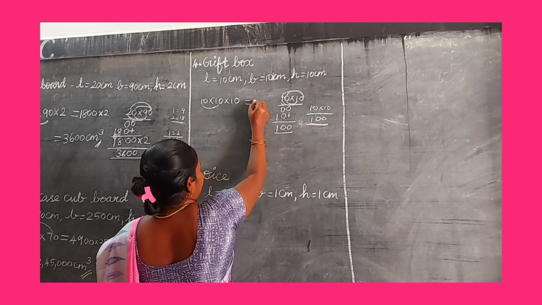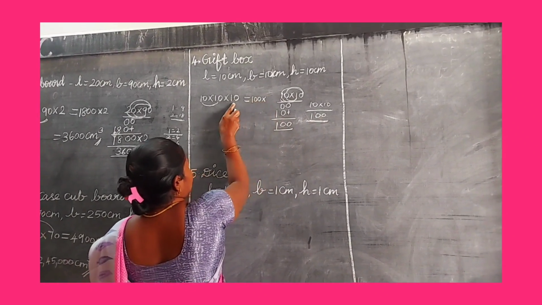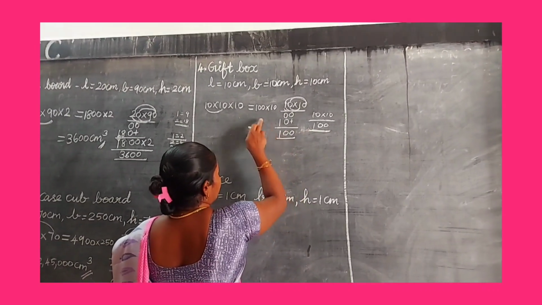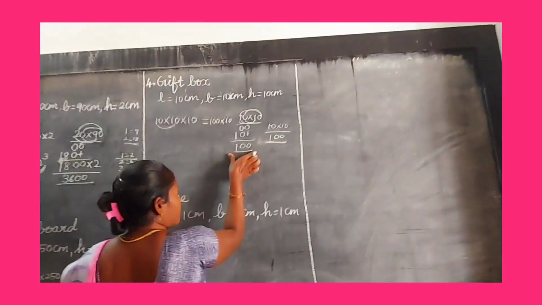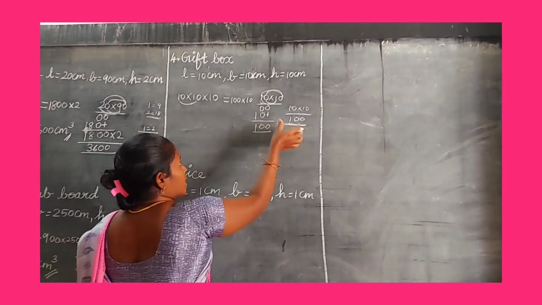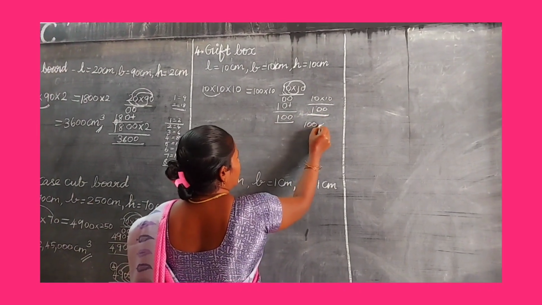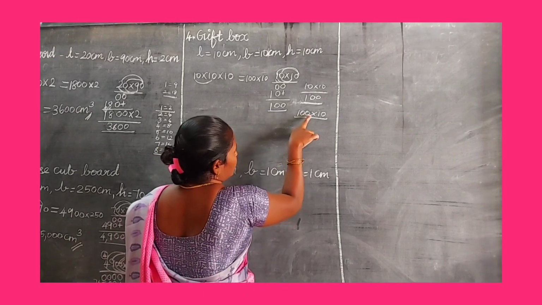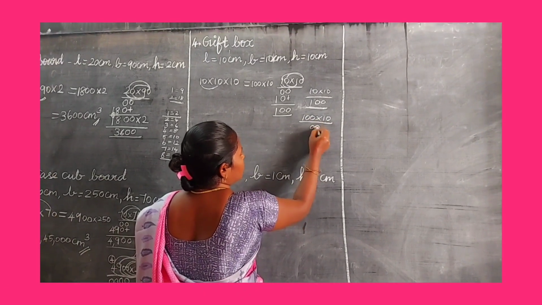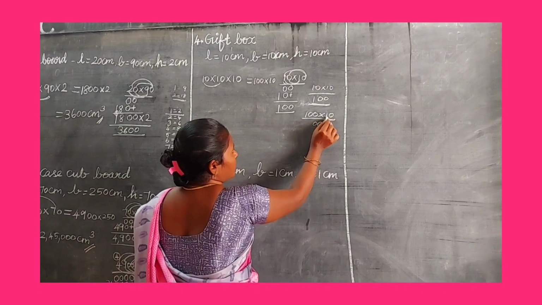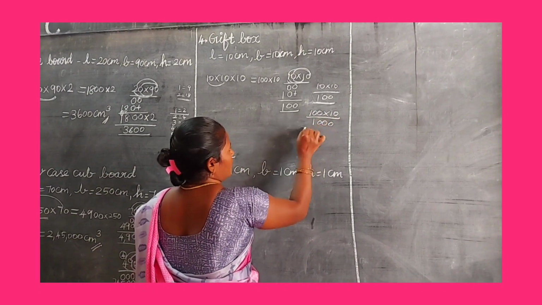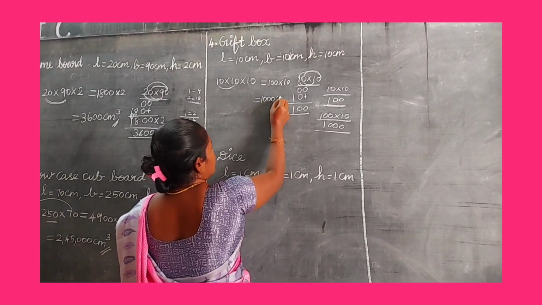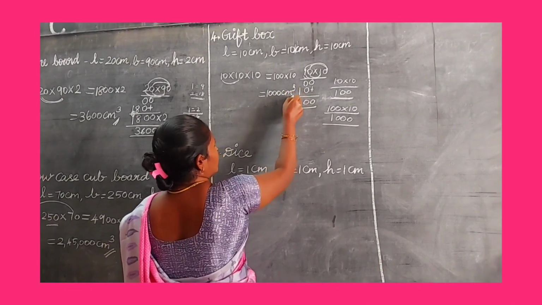So 100, the next value is 10. Again 100 into 10, in an easy way we multiply. How many zeros are there? 1, 2, 3. 3 zeros. Next multiply the value 1 into 1, 1. So the answer is 1000 centimeter cube.